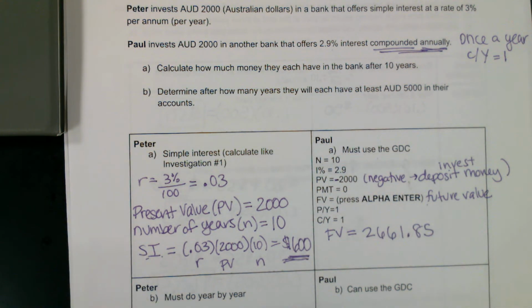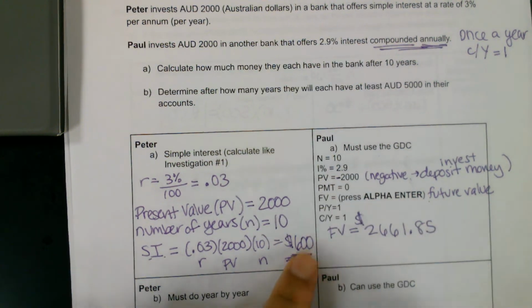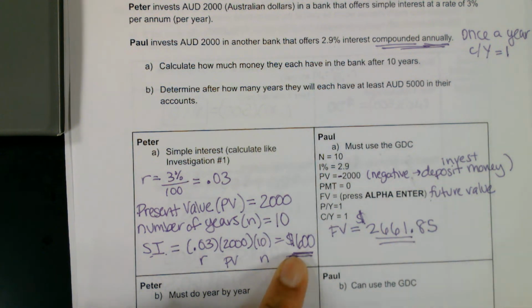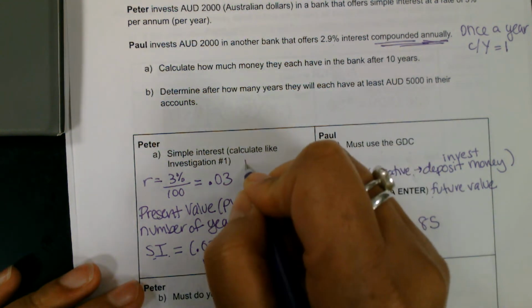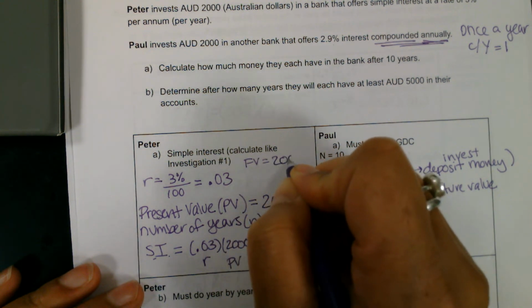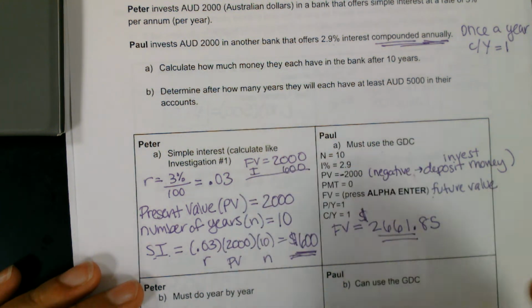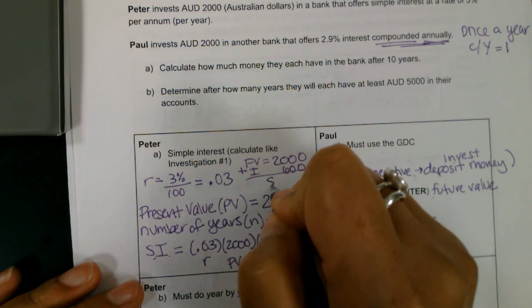Okay, so here's our future value. We didn't even have to worry about the interest. So in our simple interest here, we have $600. So what do we have to do with this in order to get our future value? So for this one, we have one more step to do. Our future value, we're going to take what he put in and add our interest. So our calculator did that for us, but for simple interest, we have to do it.